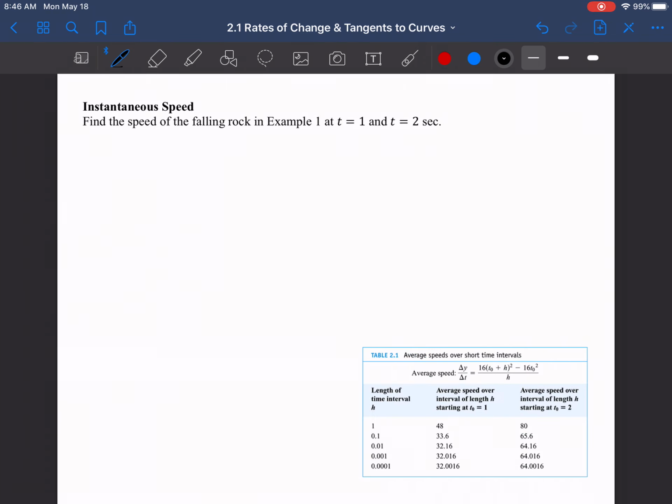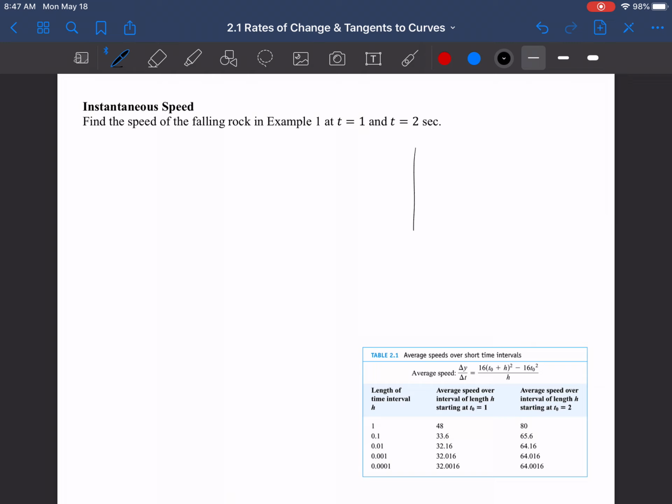All right, let's take a look at this one. Instantaneous speed. Here, we want to find the speed of the falling rock in example 1 at time equals 1 second and time equals 2 seconds. Not between 1 and 2 seconds, but right at them. And so basically what we want to do here is take a look at it in a slightly different light.